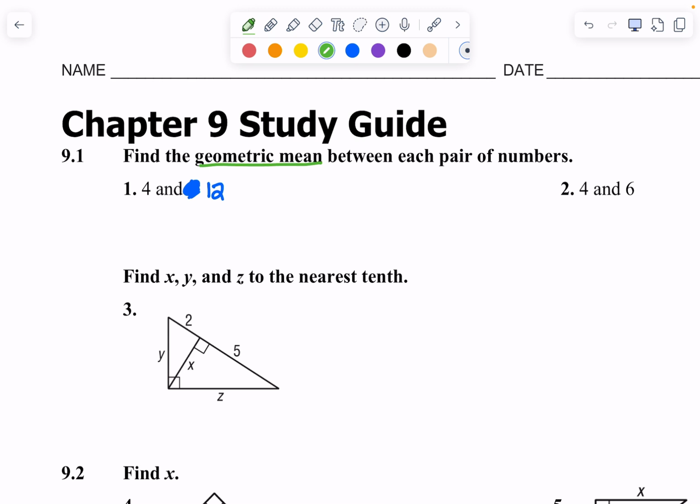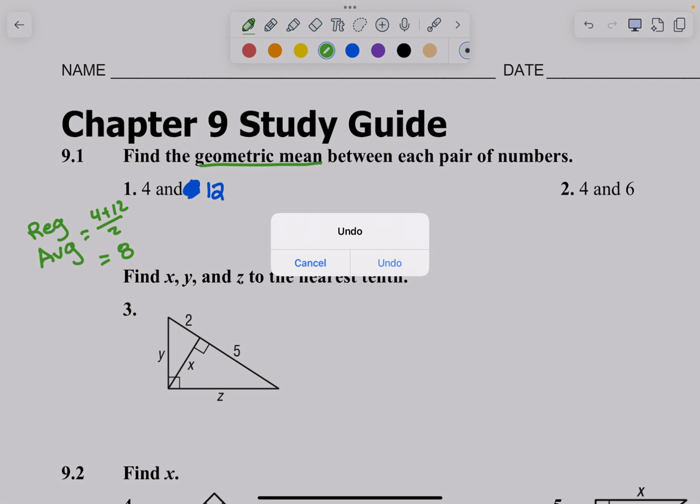Geometric mean is not like the regular mean. If I find the average of 4 and 12, I add them together and divide by 2, that would be 8. Regular average. Don't write this down. The regular average would be 4 plus 12 divided by 2, which is 8. That is not the correct answer.